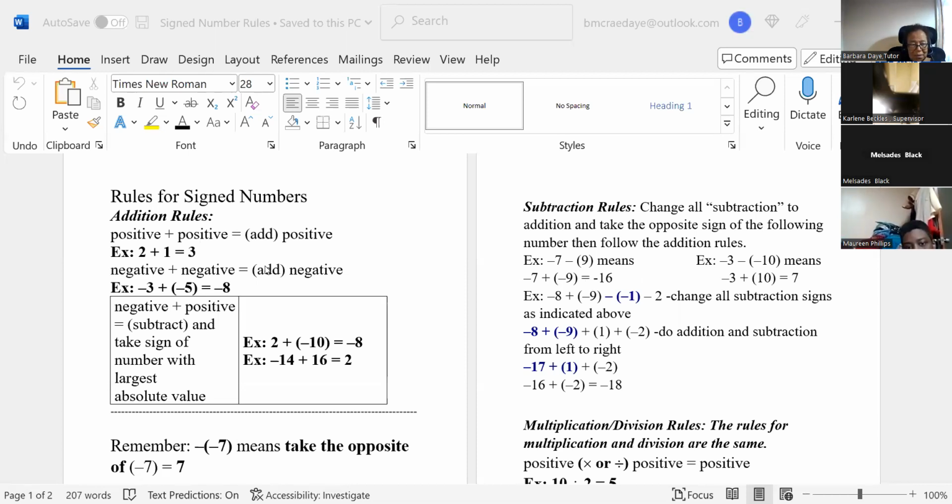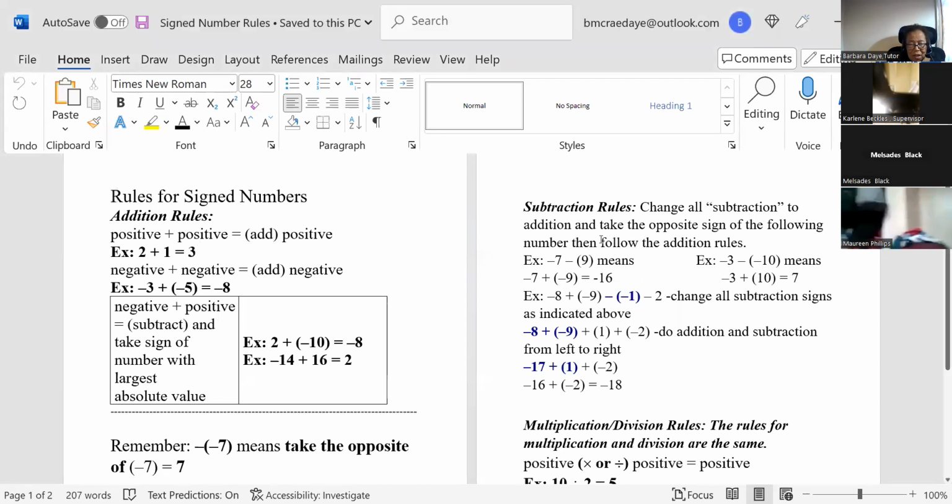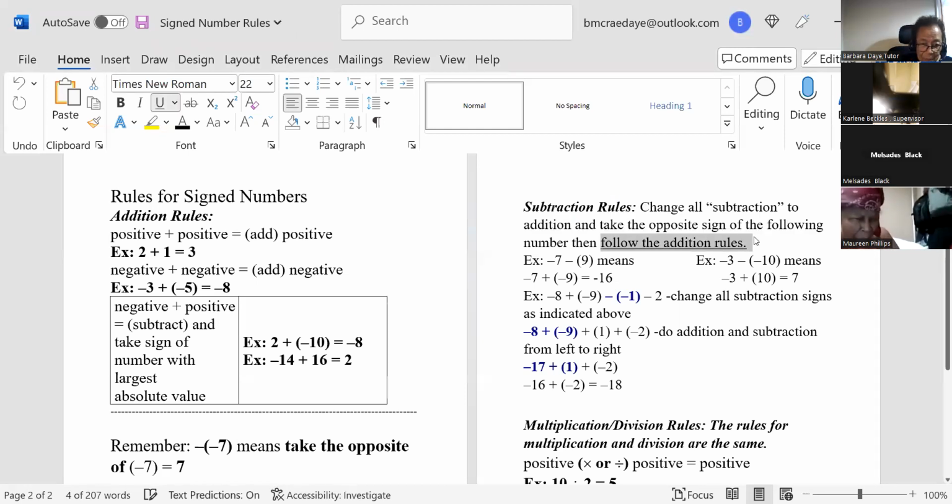Got it? Minus rule. See, it says follow the addition rules. See right here? So when you're using the parentheses, or we call it bracket, that is when you're going to bring the sign back. Yeah, negative, negative.